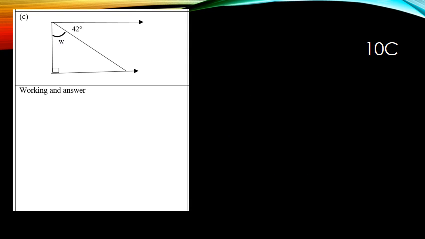Okay, so what we have here is two parallel lines and a triangle. So let's start by identifying if we have any co-interior, corresponding, or alternate angles. Now there's a few here, but let's just identify one. So I see this Z, and I know it's alternate. So these two angles must be equal. And now we have two angles of a triangle that we know.